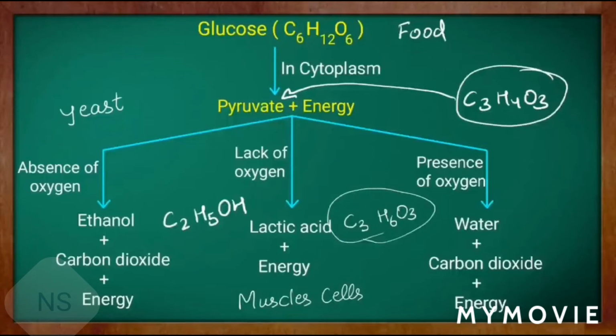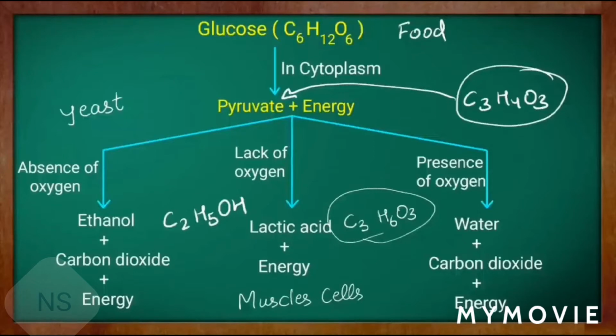Students, in the presence of sufficient oxygen, the same pyruvate, a 3 carbon molecule, gets broken down into water, carbon dioxide, and energy. Every day in our body, glucose, a 6 carbon molecule in the cytoplasm, gets broken down into pyruvate and energy. That pyruvate, in the presence of sufficient oxygen, gets broken down into carbon dioxide, water, and energy. Students, what are the two important steps in respiration? One is glycolysis and the other is the Krebs cycle.